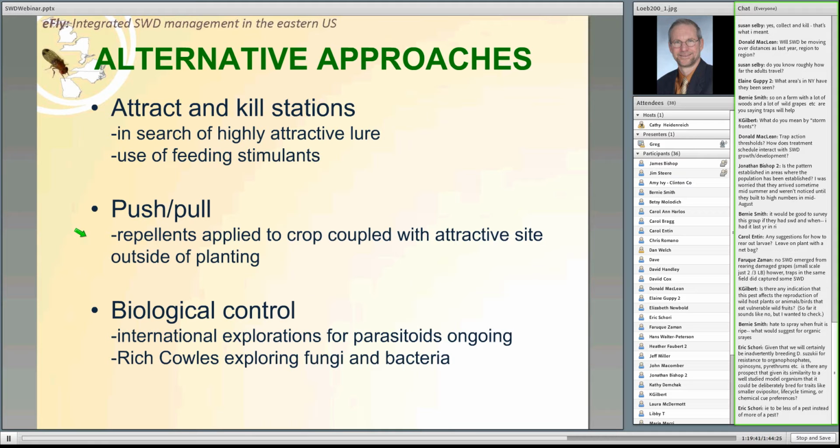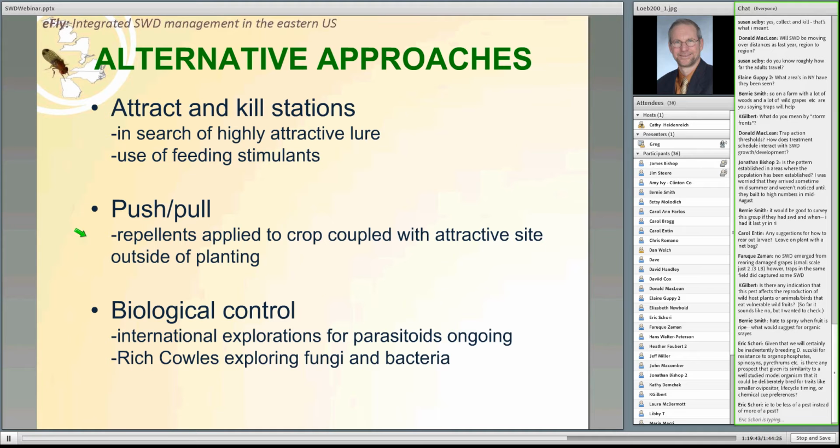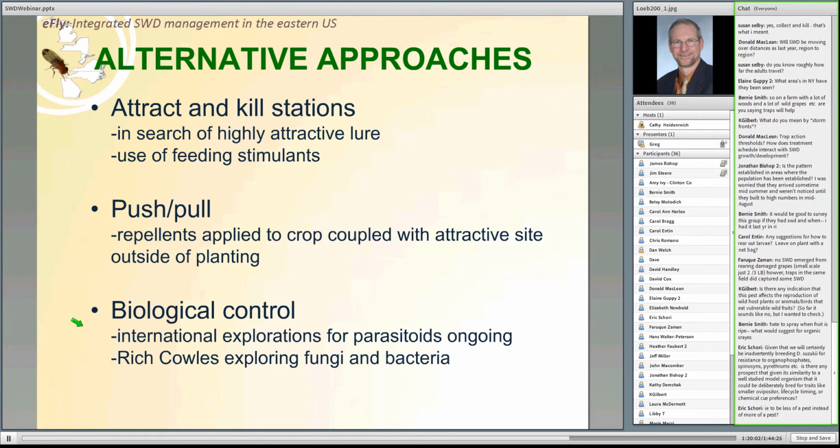So I think we're going to see a lot of work, hopefully in the next few years, on these alternatives, so that we're not really only relying on chemical control. Biological control, I mentioned the work going on in terms of international exploration for parasitoids that potentially could be released, but this is a very long-term prospect. It takes a number of years to identify candidates and then to show that they're safe to be released.